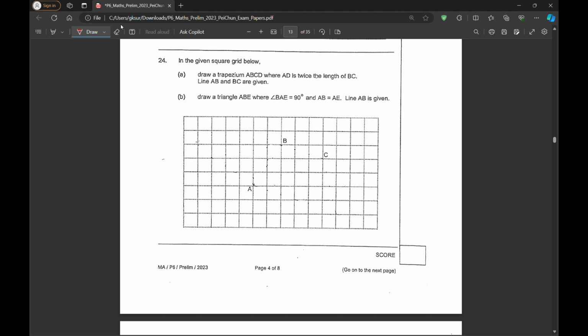In the square grid below, draw a trapezium ABCD where AD is twice the length of BC. Line AB and BC are given. Unfortunately, this printing has some problems, but this is what the two lines are supposed to look like. So if AD is twice the length of BC, and this is BC, we will have to measure out twice the length. On the hard copy of course, you can measure it out, but over here, this is a terrible drawing. We will have to use a ruler and measure out twice such that this is equals to this. So this is D, and then you connect C and D to then form a trapezium.